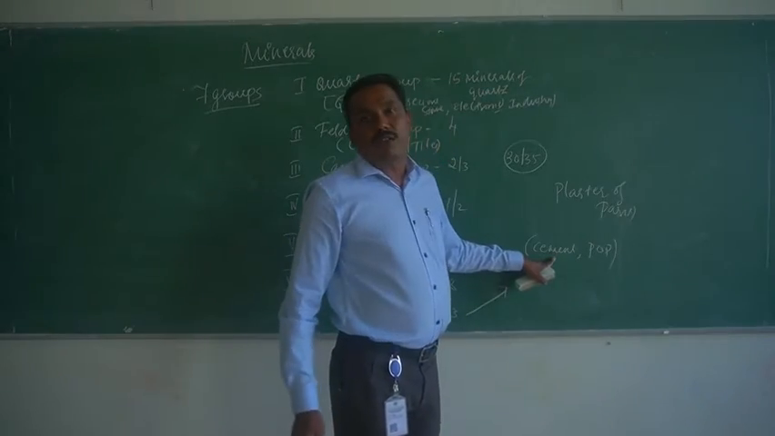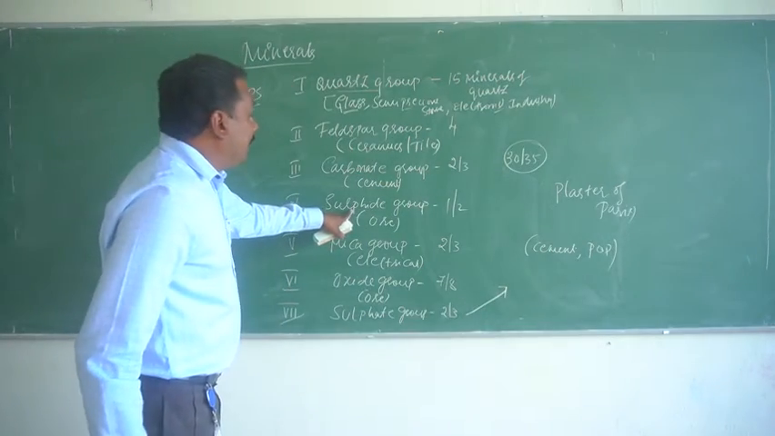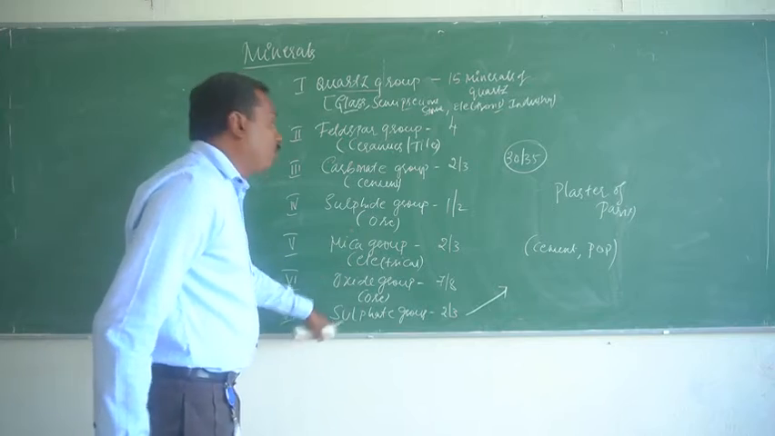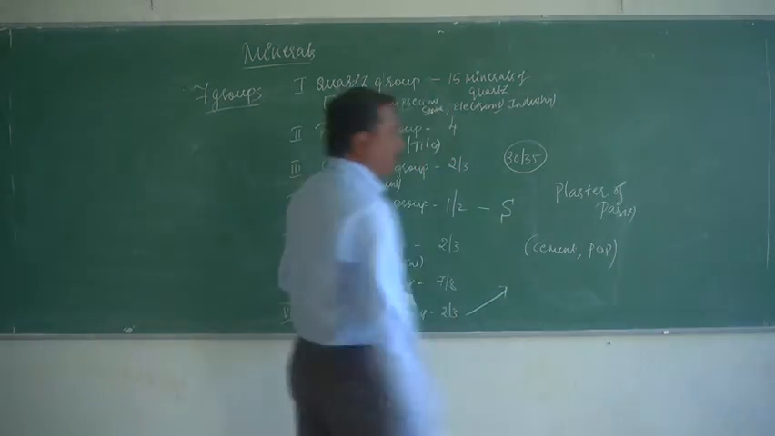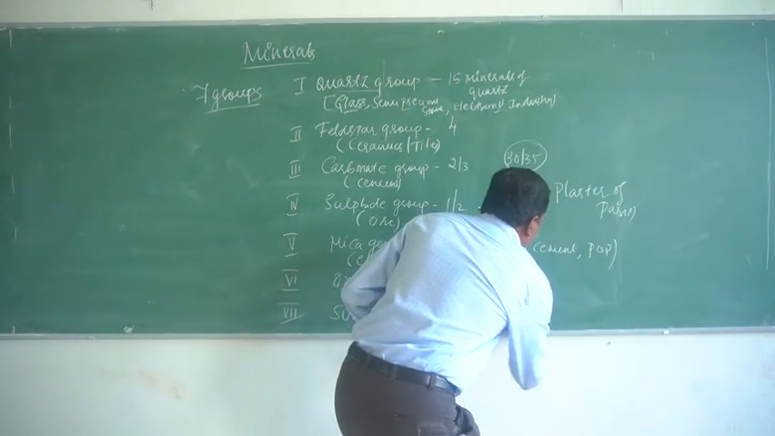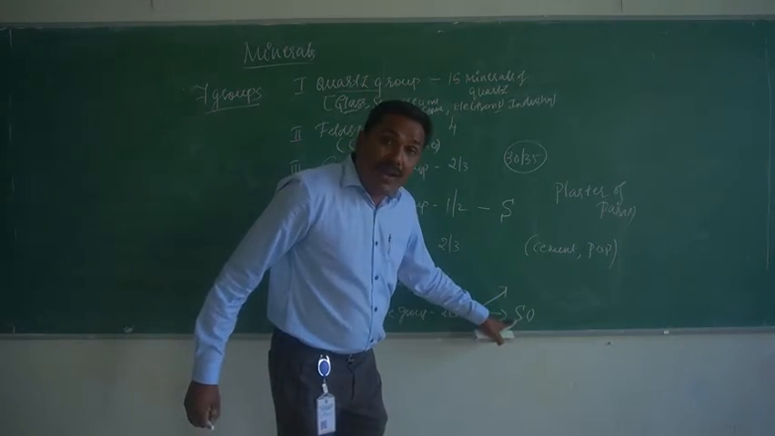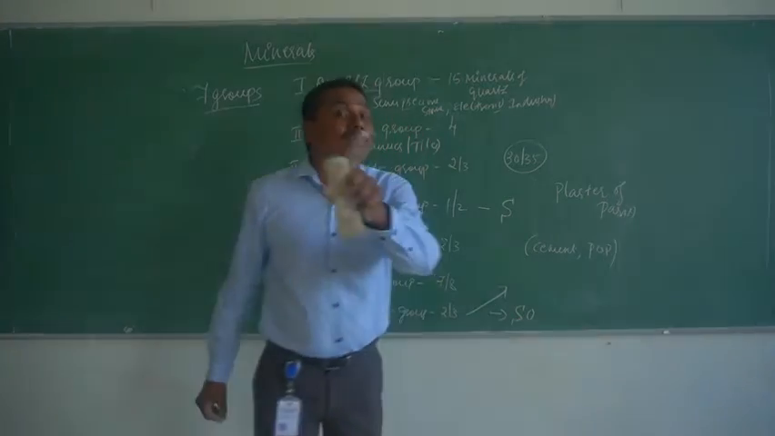And also some of the sulfate minerals will be used as cement. See, here sulfide group and here sulfate group. What is the difference? Here it has only S, but the sulfate has SO4. Sulfate will be bonded with oxygen. In the sulfide, the S would remain single.